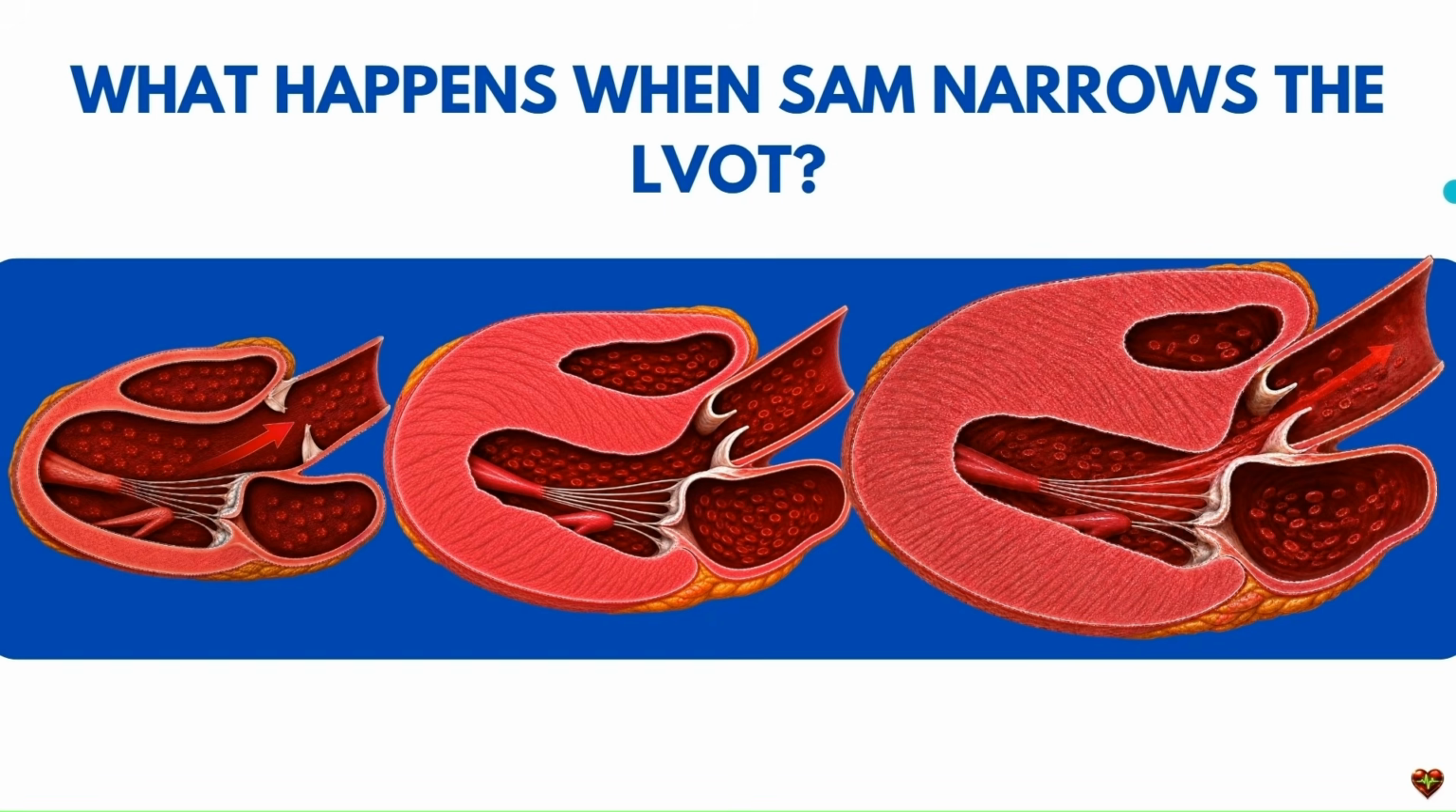The same principle applies here. As SAM narrows the LVOT, blood is forced through a smaller opening. Velocity increases. As velocity increases, the obstruction becomes even more pronounced. Unlike fixed obstruction, this process changes throughout systole. That's why we call it dynamic obstruction. If the obstruction is dynamic, how should that appear on Doppler?